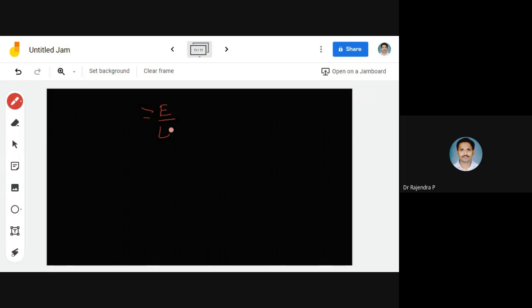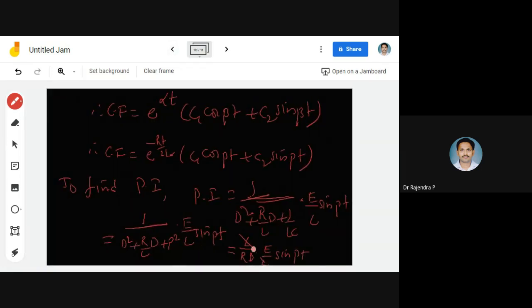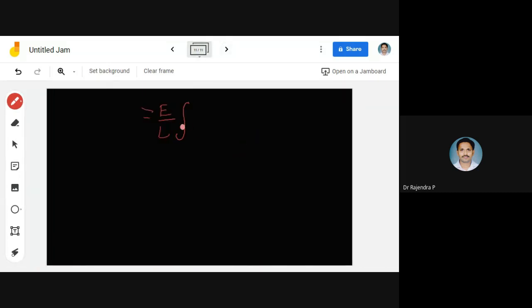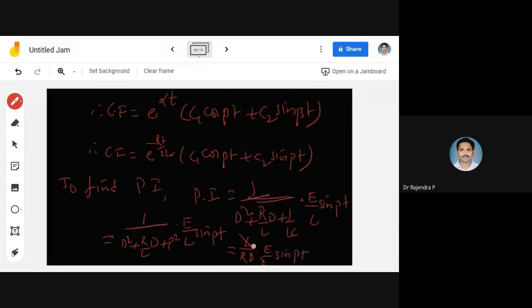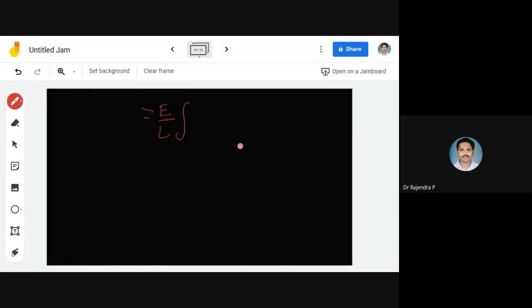E by L and 1 by D is there. Here, if you see 1 by D, what does 1 by D stand for? Integration, right? Integral of... are you getting my point? Here 1 by D, I am taking the integral of sin Pt. I hope you understood this step.